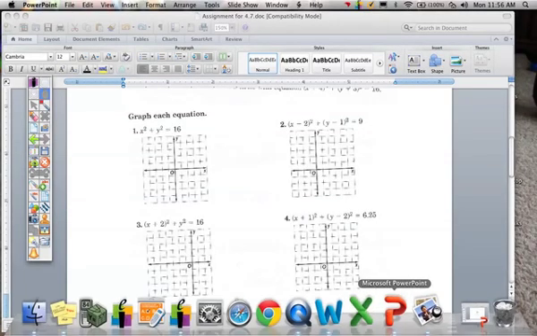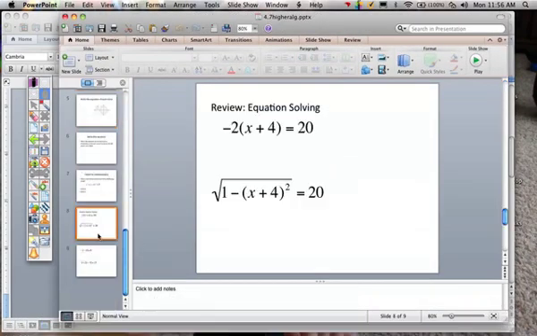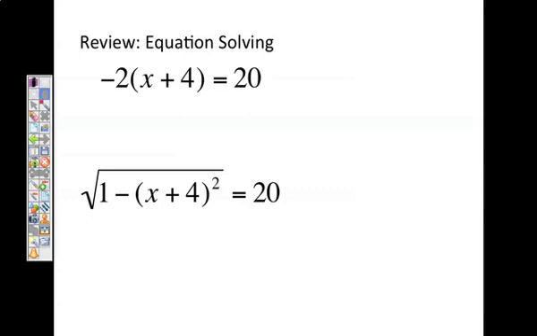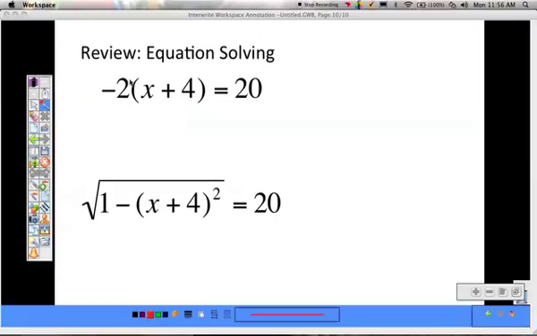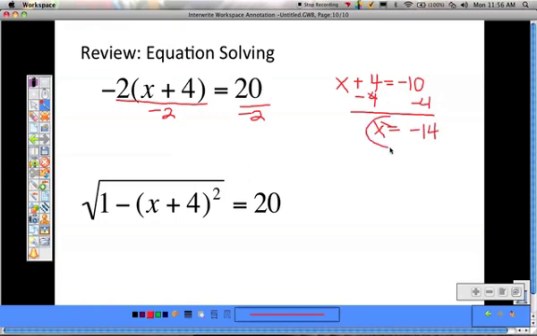Oh, I guess there was some review that we should go over as well. Okay, so let's do the review. Okay, so review equation solving, get x by itself. What would you do in the first equation? So here, first step is you could either distribute and solve that way, or you could just get rid of the -2 first by dividing by -2. You have x plus 4 equals -10. Subtract 4. So x equals -14. And then you can plug in and check.